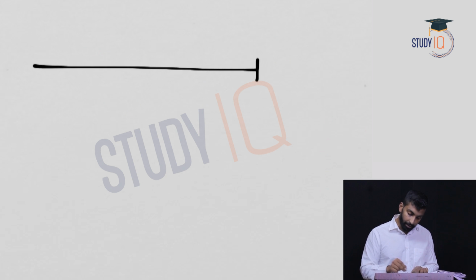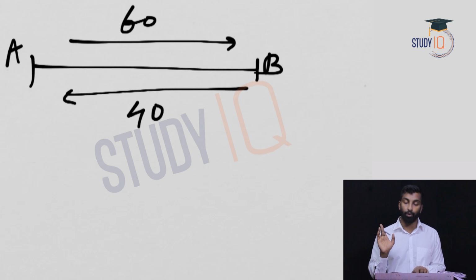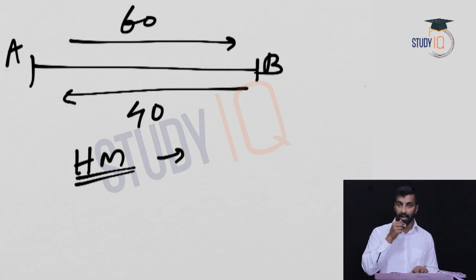See, you need to travel from A to B. You are traveling from A to B at 60 and you are coming back at 40. This is a different case. We don't know the time taken, right? Nothing is mentioned. The only thing we know is the distance is the same. So when the distance is the same, this is harmonic mean. You need to find the harmonic mean. You cannot simply find the average.